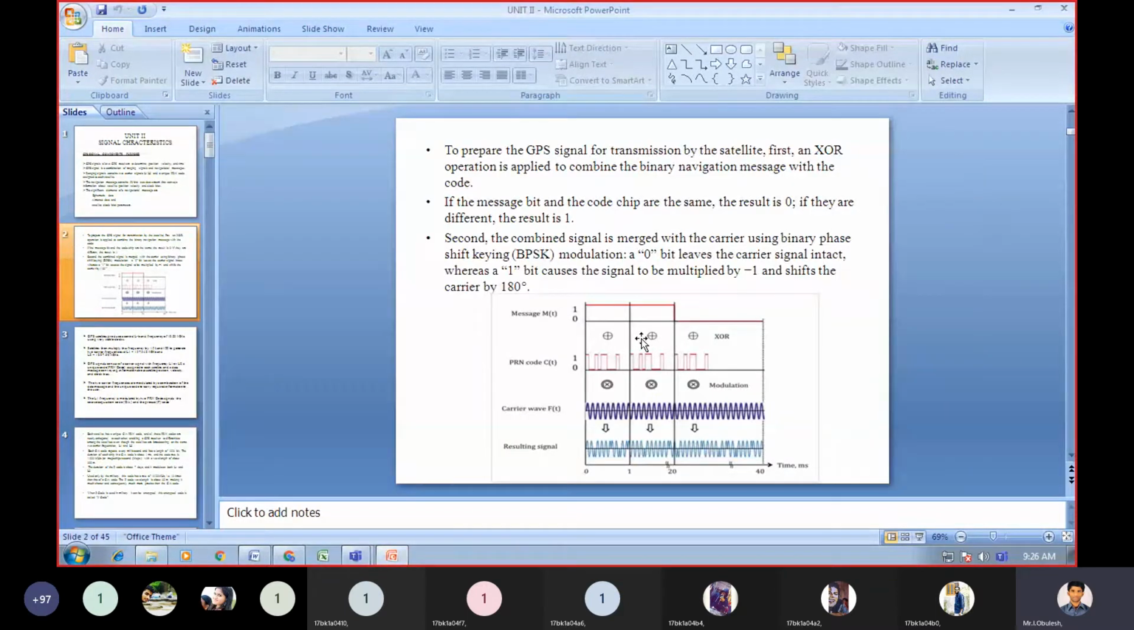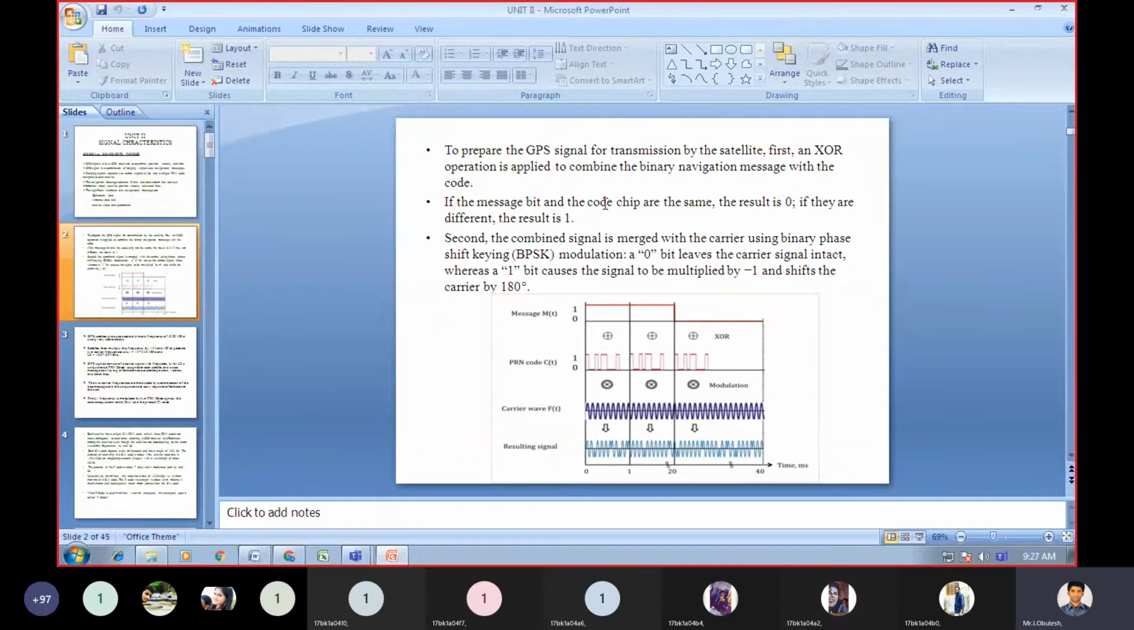This diagram, or this graphical representation, shows the above description. This is the message M of t. This is the pseudo random code C of t. For these two, you need to use a carrier wave. This is the resulting signal.